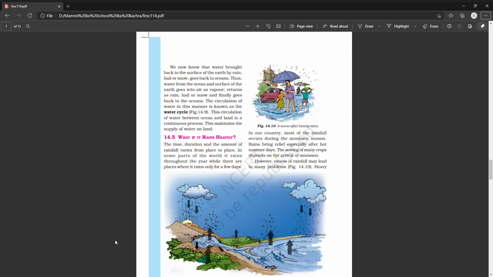Now, let us see the conditions if it rains heavily or if there is no rain at all. The time, duration and the amount of rainfall varies from place to place. In some parts of the world, it rains throughout the year, while there are some places where it rains only for a few days. In our country, most of the rainfall occurs during the monsoon season. Rains bring relief especially after hot summer days. The sowing of many crops depends on the arrival of monsoon. However, excess of rainfall may lead to many problems.